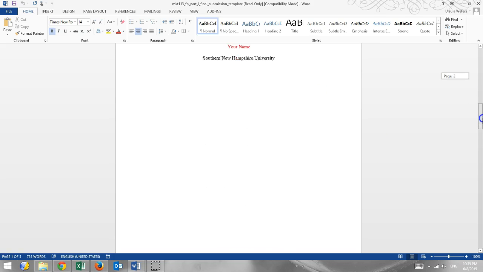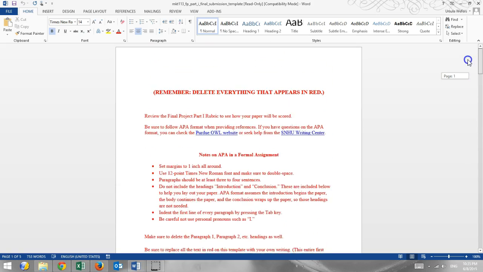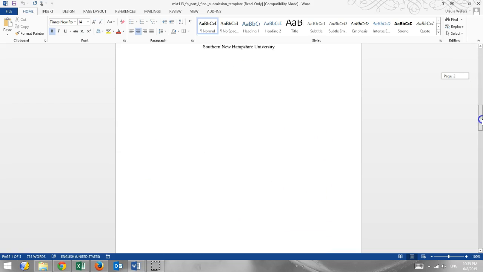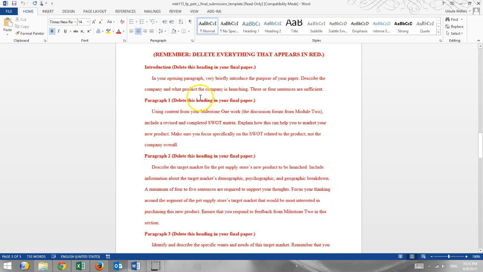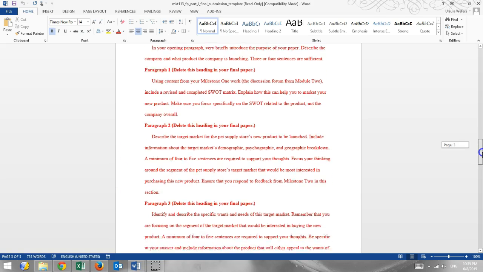Let's look here. Cover page. Basically, the 2 pages here are just instructions for you. And here it comes. Introduction. In your opening paragraph, very briefly introduce the purpose of your paper. Describe the company and what product the company is launching. 3 or 4 sentences are sufficient. So, I mean, this is the key for you to be successful. Paragraph 1, using the content from your milestone 1 work, discussion forum from module 2, include a revised and completed tool matrix. So that's what I already told you. Paragraph 2, you're going to be talking about the target market analysis, information about the demographics, psychographics. So right here, they're telling you exactly what to do.